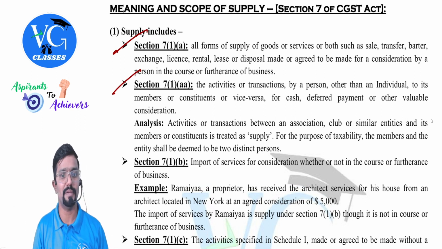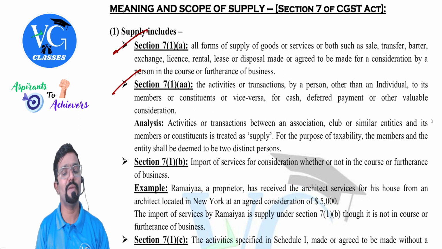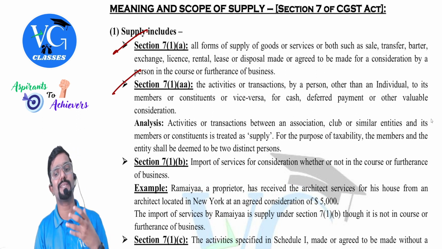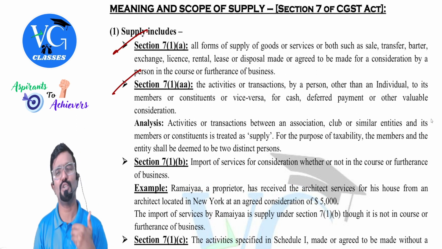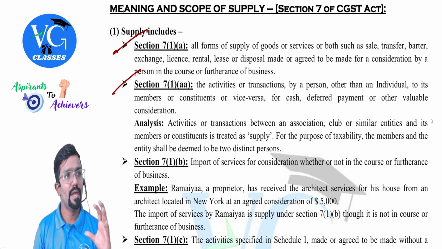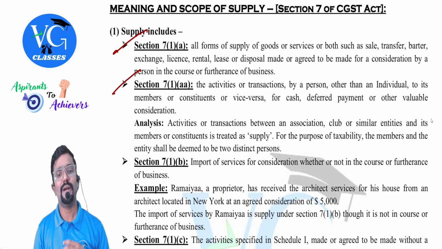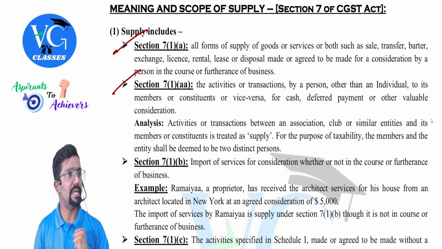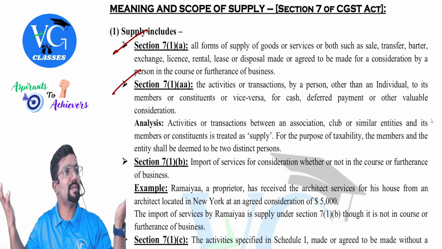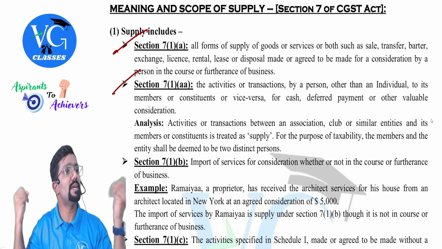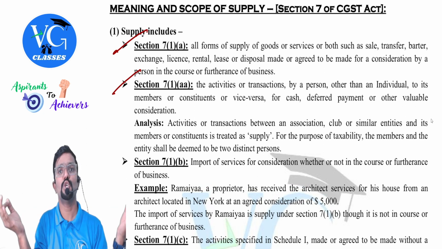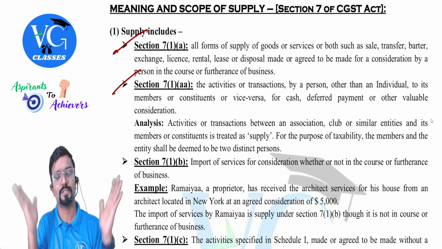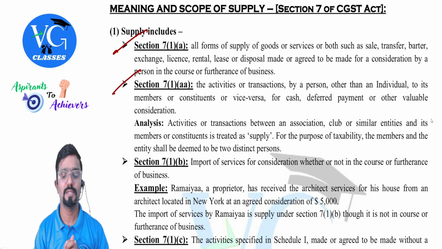One example analysis I have given. Activities or transactions between whom? Association, club or similar entities along with their members or constituents. Constituents also is nothing but members, guys. It's treated as supply, but there should be what? Consideration. Sir, are association and members different? Yes, they are treated as distinct persons. Even though they are members of the same association, we should treat them as separate, guys.